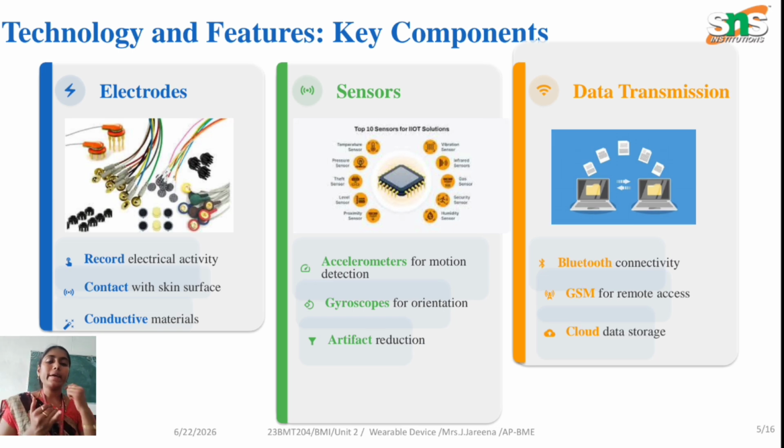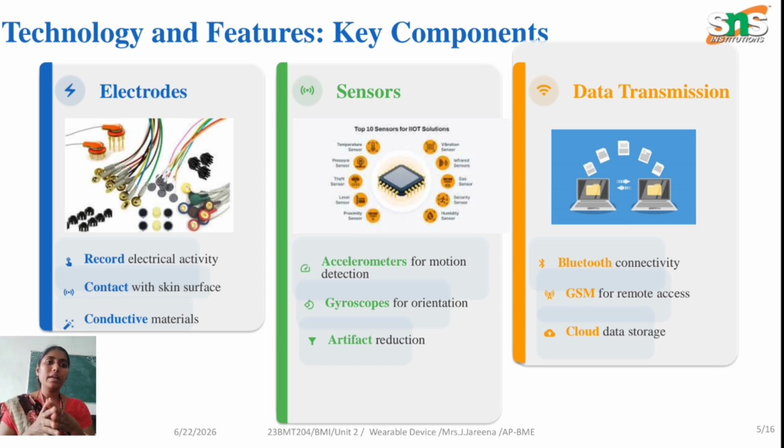What are the technologies or features that we have in a wearable cardiac monitor? The very basic, primary thing we can say is the electrodes or sensors, which collect your physical vital parameters. The electrodes record the electrical activity, and we have many sensors like accelerometers, gyroscopes, and so on. These collect your body data, which carries the information for the doctors to help them diagnose a problem. Once the data is collected, it has to be transmitted.